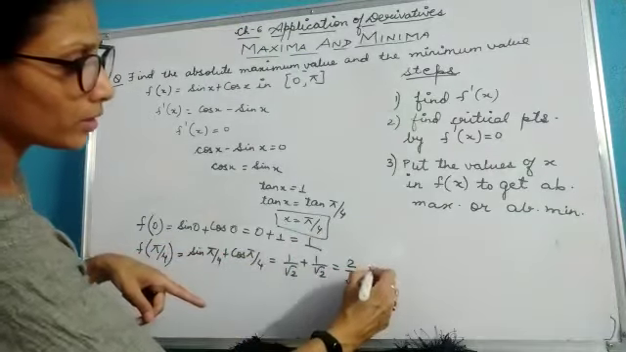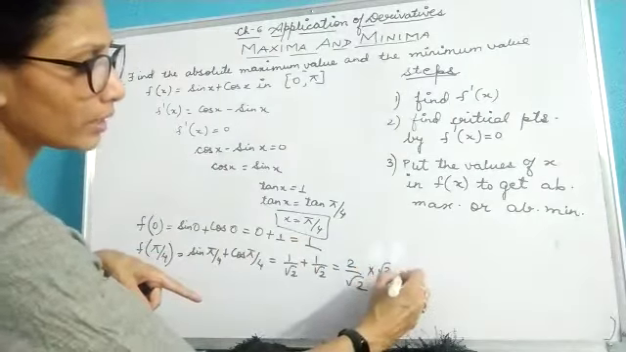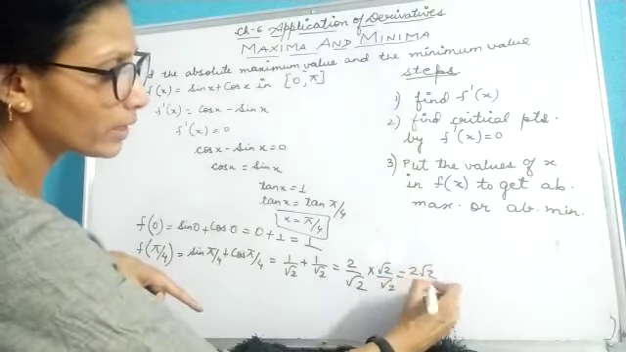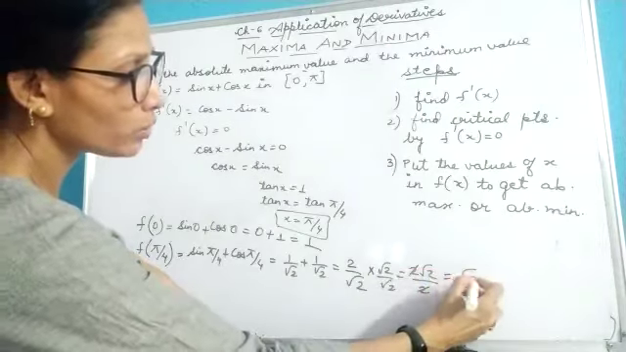Now this again can be written as root 2 by root 2, and it can be calculated as 2 root 2 by 2. So this is coming out to be root 2.